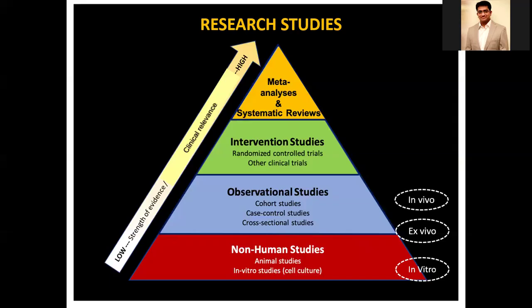Then comes in vivo, where the experimentation is done inside the body. Again, analyzing the efficacy of a pulp capping material will become a randomized control trial, so it becomes part of in vivo study. So this is what the various studies mean.